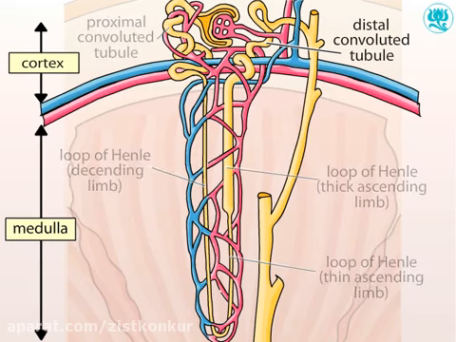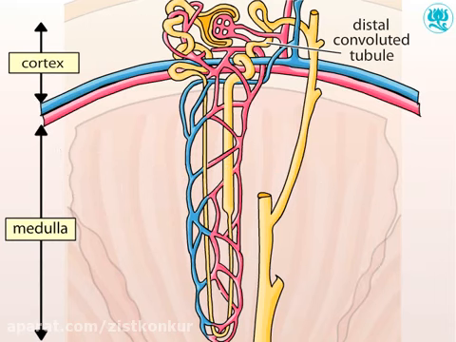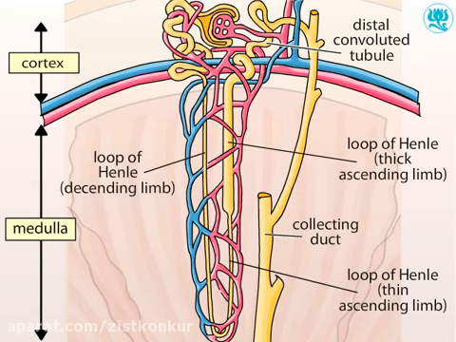The distal convoluted tubules of many nephrons join a common collecting duct in the cortex. The collecting ducts then run in parallel with the loops of Henle down through the medulla and empty into the ureter at the tips of the renal pyramids.